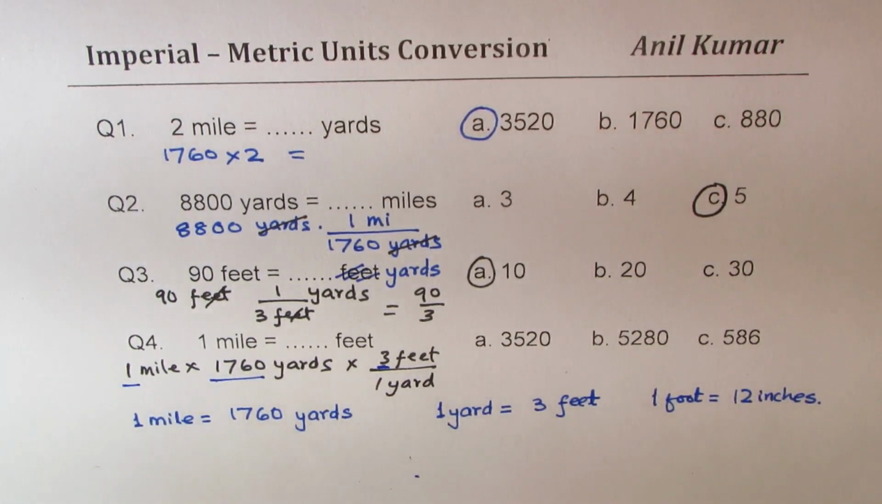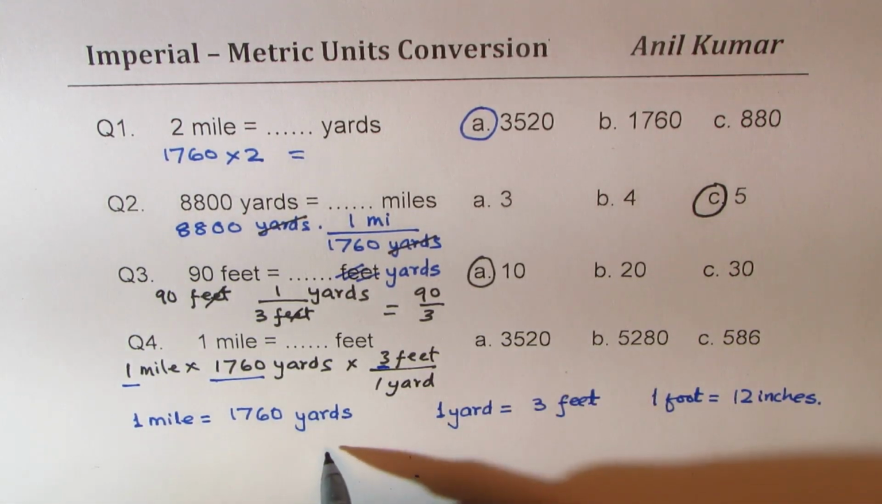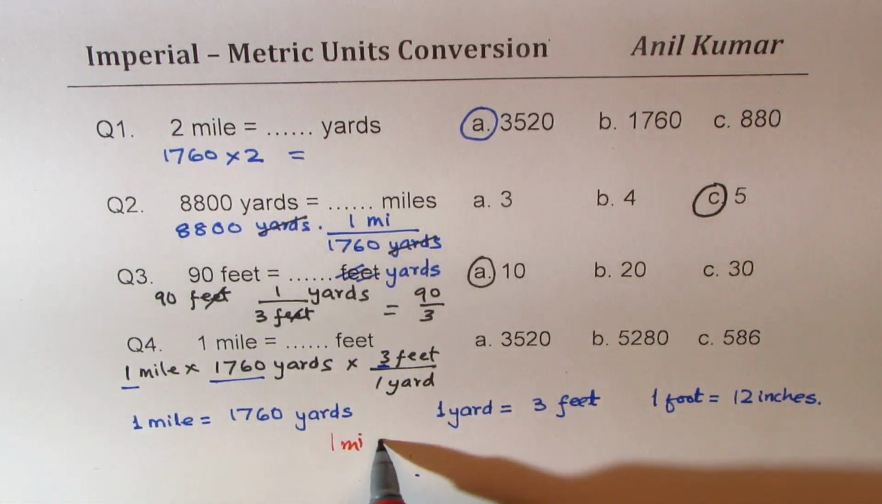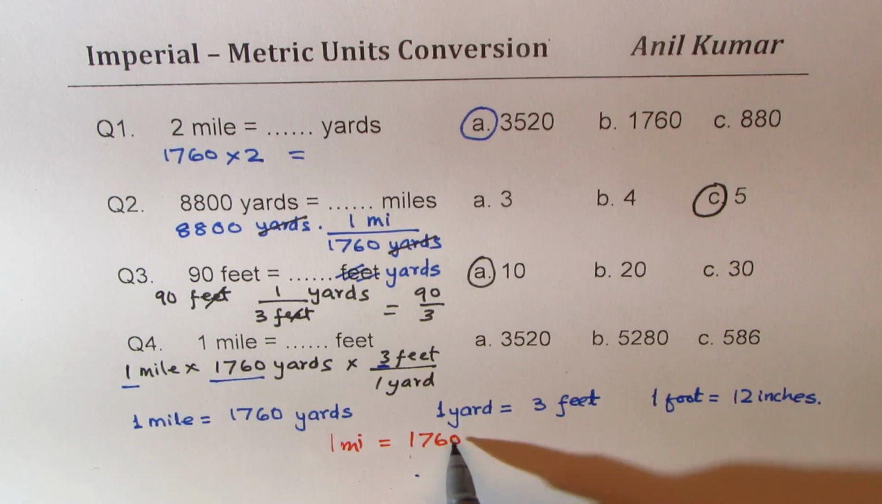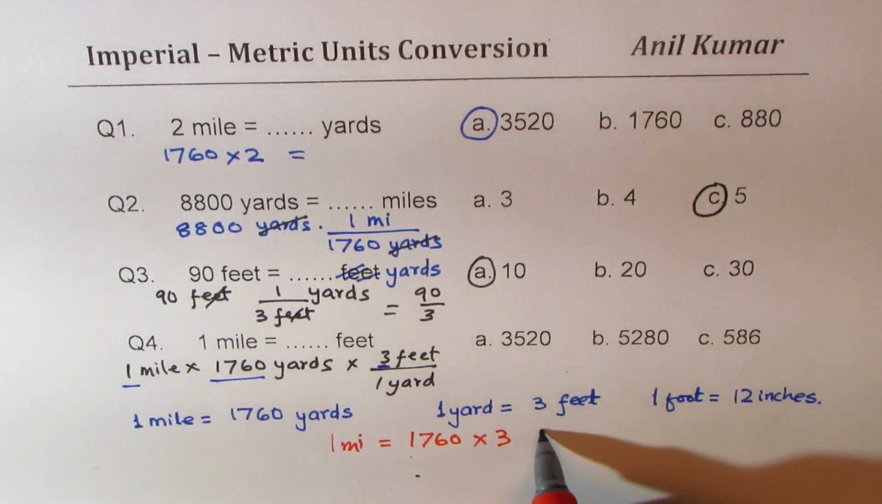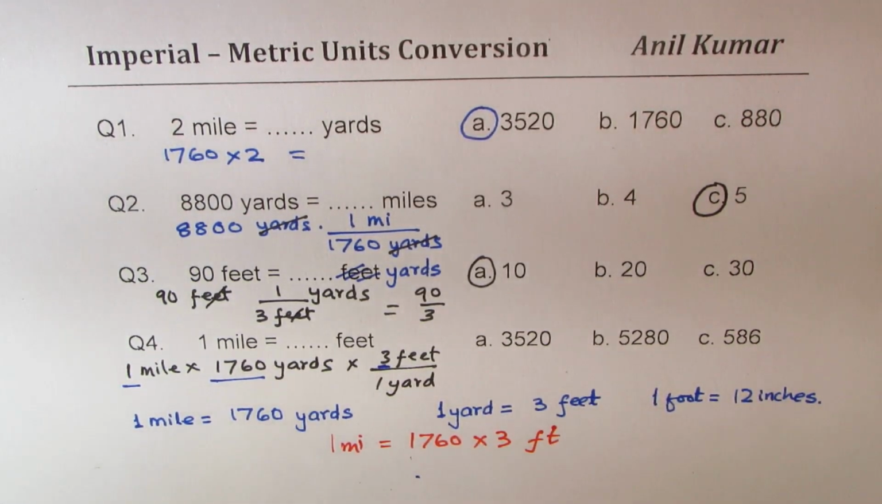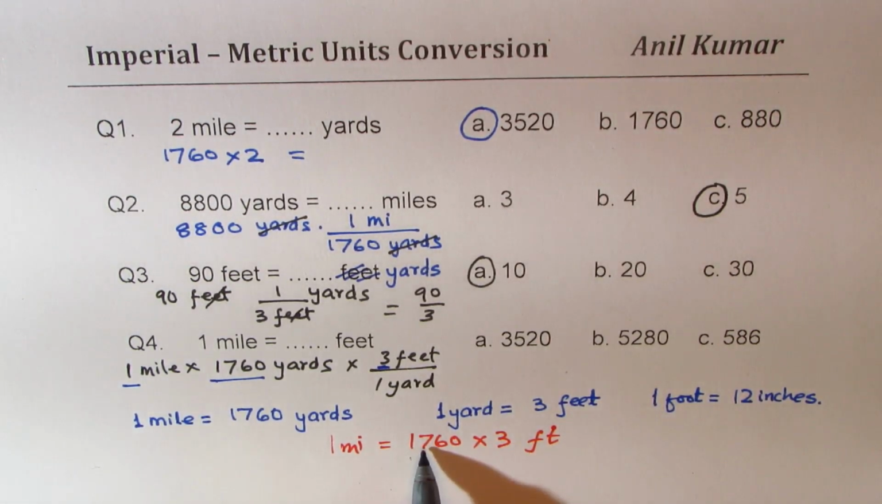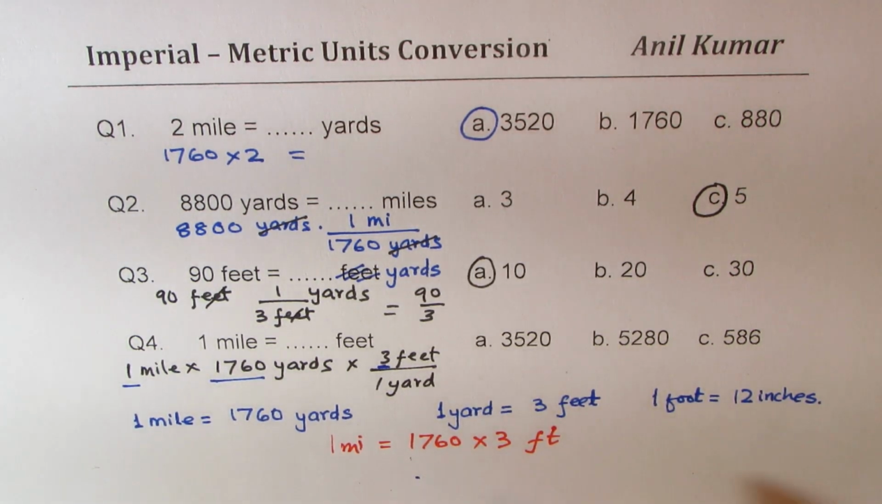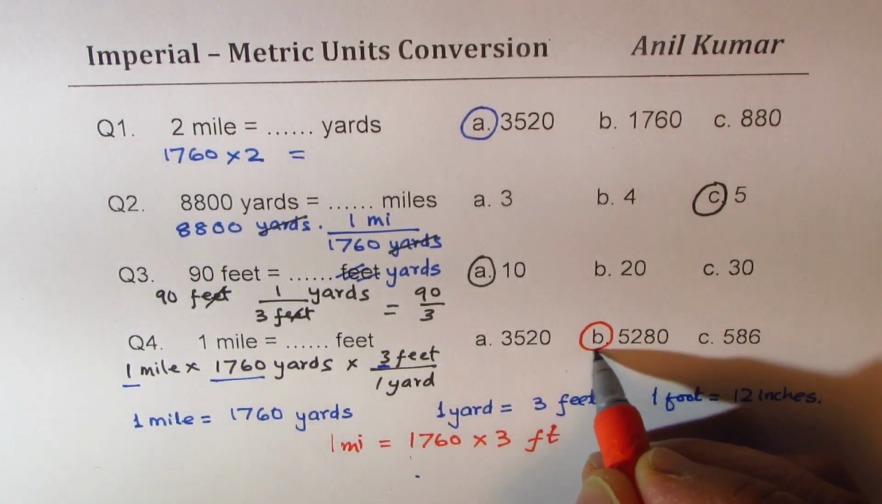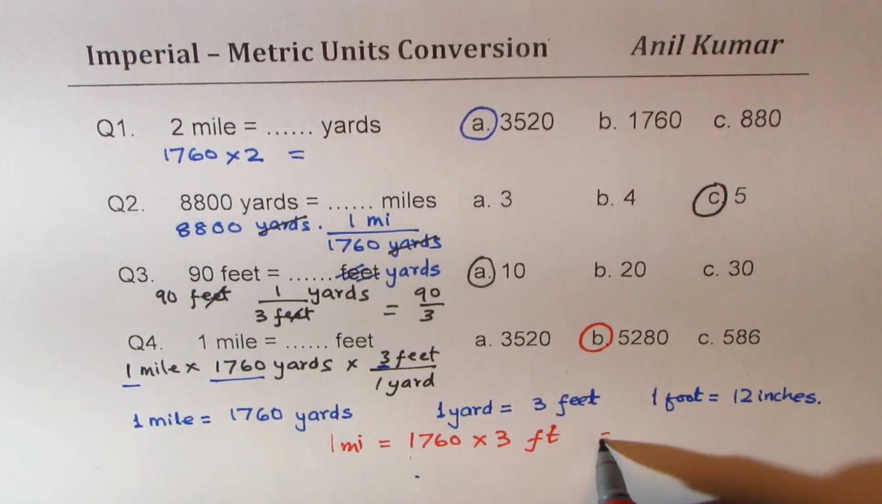So you have to multiply. So 1 mile is equal to 1760 times 3 feet. Is that clear? Right. So when you multiply, 7 times 3 is 21, you get 2 there, and so on, and you get 5280 as your answer. So you get 5280.